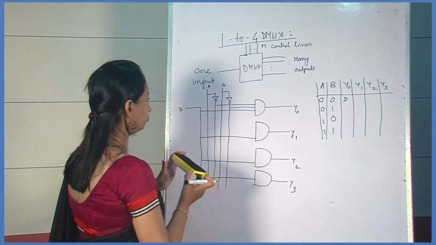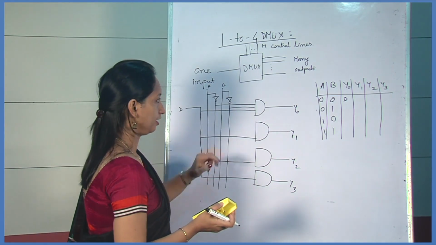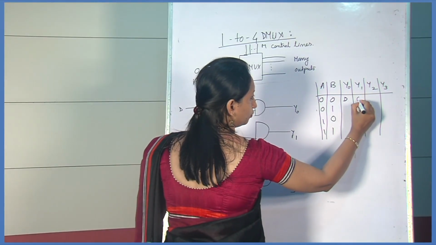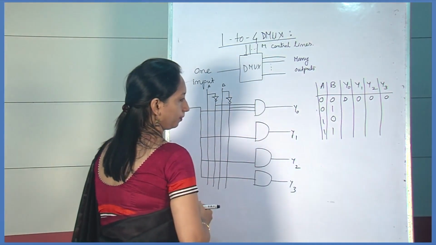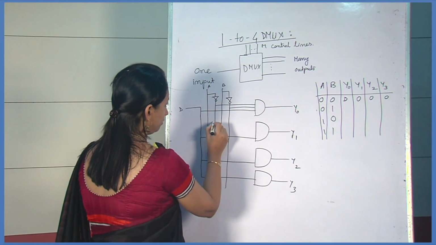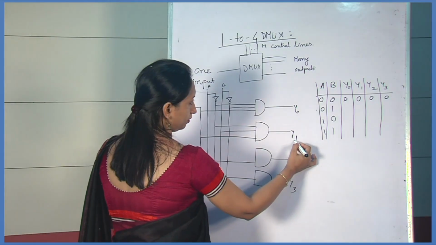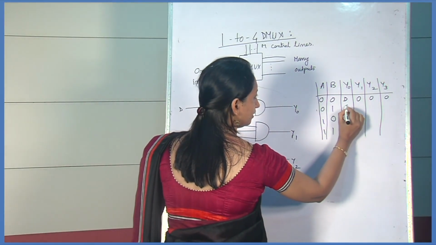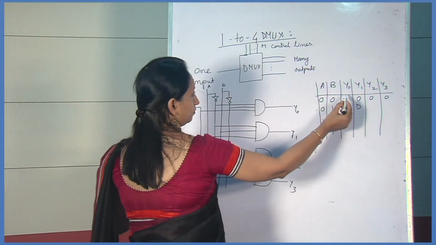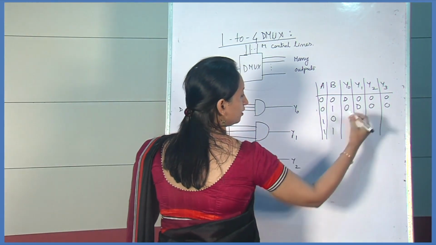So whatever value is applied to the input is reflected on the output of the first AND gate, and the other AND gates are disabled, and the rest of the outputs of the AND gates are 0, 0. For the second combination, that is 0, 1, here it is 0, then next is 1, then the output Y1 takes the data input, so D is here. If D is 1, we can write here 1, 1, and the rest of the outputs are 0, 0.